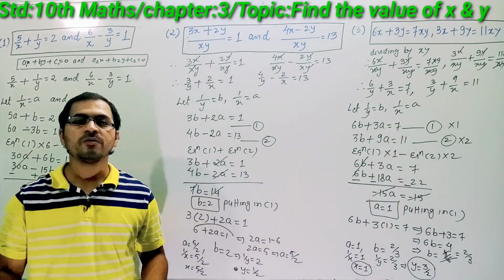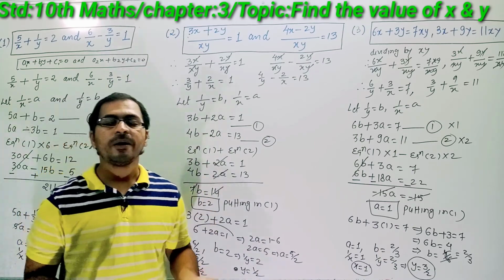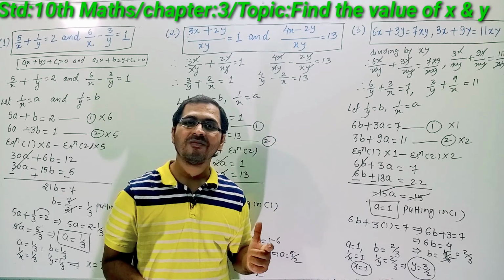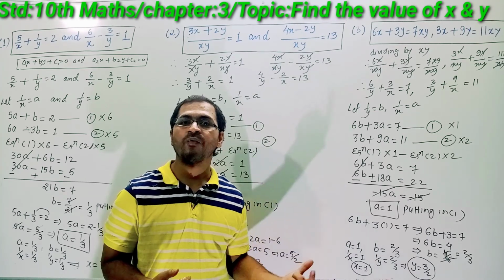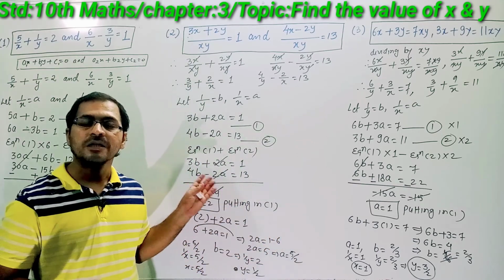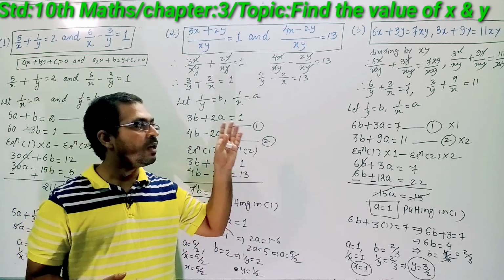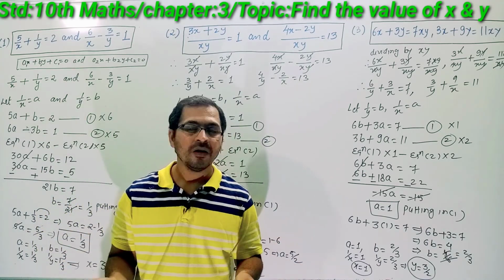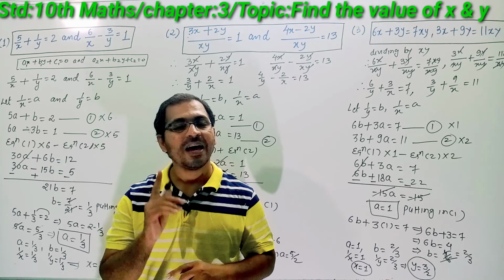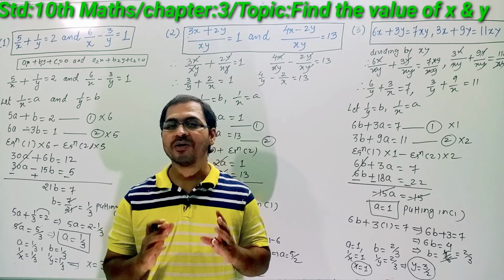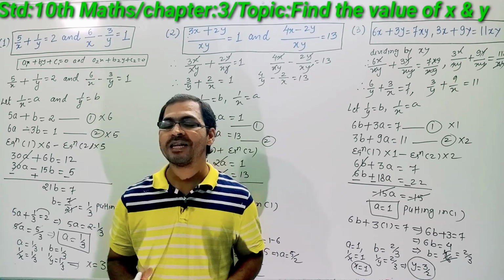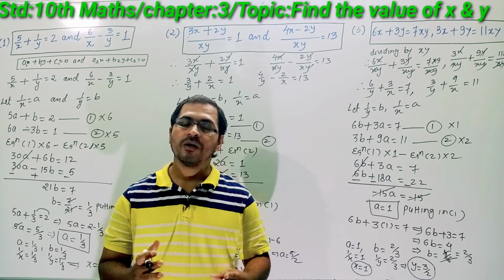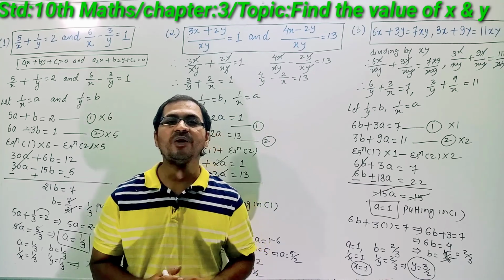Okay students, in this way you can solve a pair of linear equations in two variables which are not in the general form. Just convert those pairs of equations into the general linear form. Then if it is asked to find the values of x and y, go through which method? Elimination method. Okay students, because the elimination method is the easiest method to solve a pair of linear equations in two variables. I hope you have understood this video lesson.